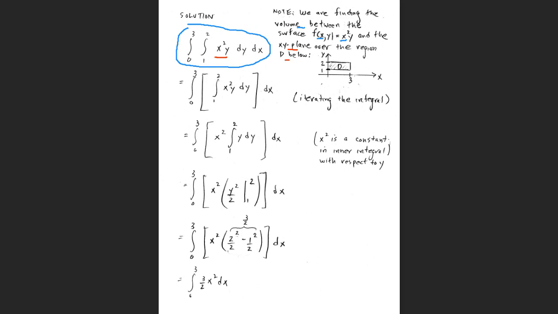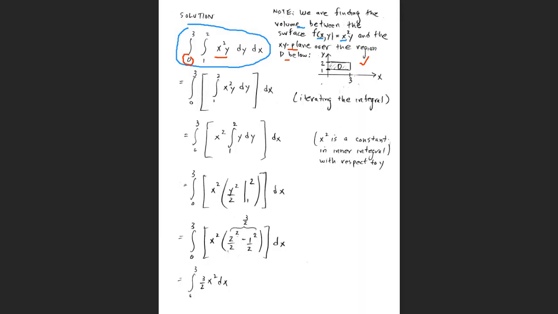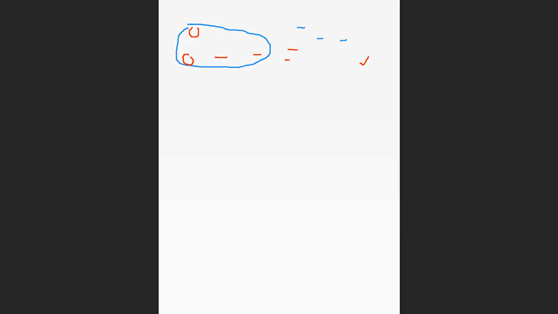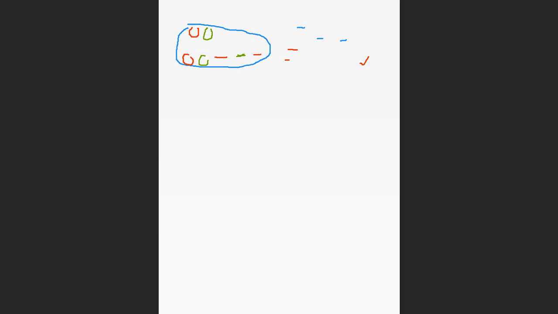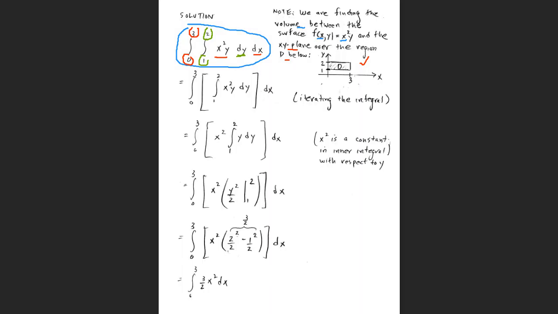So the region D here, x goes from 0 to 3 because the x limits are from 0 to 3. The outer limits go with the x. The y limits go from 1 to 2, because the inner integral is with respect to y. So what's helpful? Well, let me let you get caught up to here. Please let me know if you have any questions.